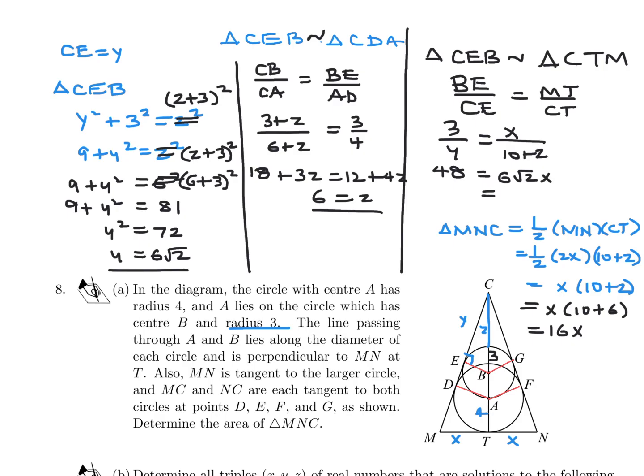So then if you divide this, this is going to be 8 over root 2. And then if you rationalize the denominator, it'll be 8 root 2 over 2, which is 4 root 2. All right, so there you go, 16 times 4 root 2. And that is 64 root 2. And that is the area of triangle MNC.